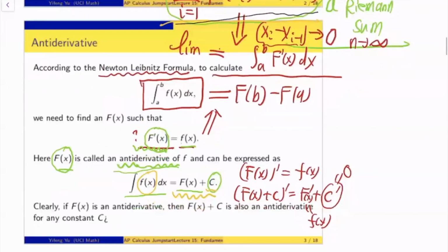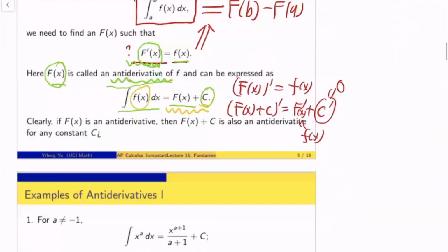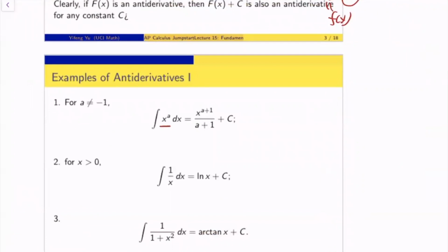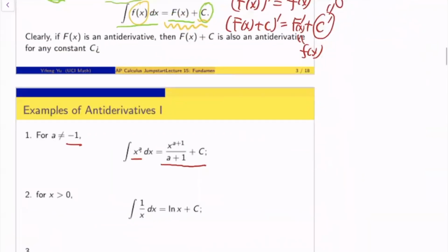All right, let's look at some examples of antiderivatives. First of all, let's look at a power function x to the power a, where a is not equal to -1. Then this is its antiderivative. Why? Because if I take the derivative of this, according to the power rule, I get a plus 1 times x to the power a. If you divide by this, you cancel, and you get x to the a. Don't forget, you just add a constant, because adding a constant is not going to change the derivative of a function.